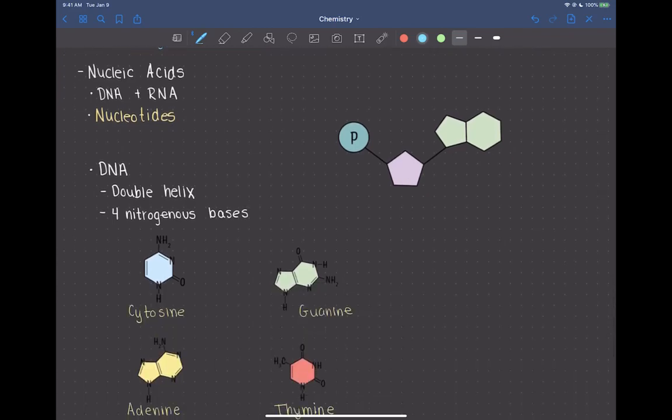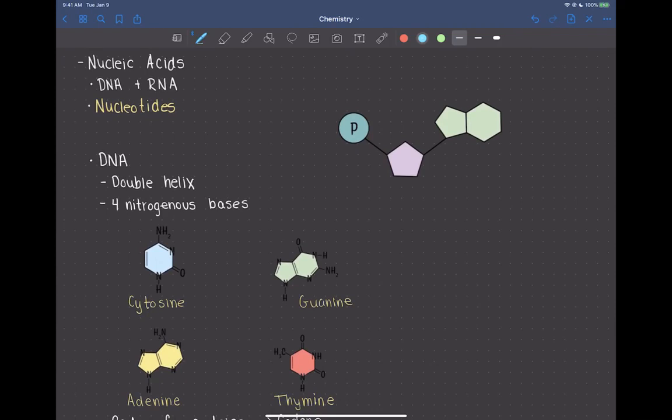All right, then our last group of organic molecules is nucleic acids. So nucleic acids consist of DNA and RNA, so the NA for each of them being nucleic acid. So we have either deoxyribonucleic acid or ribonucleic acid. And that just depends on the sugar that's present.